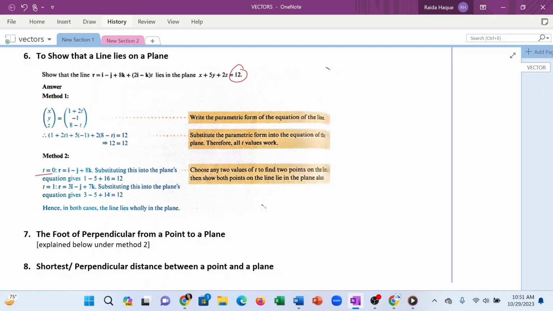So they have taken t equals 0 in this equation, and then they find a value of r, which now will be r equals i minus j plus 8k. They substituted this back into the plane. So you have x equals 1, y equals minus 1, and z equals 8 over here. When they substituted it into the plane's equation, they got 12. Again, if you substitute t equals 1, they will end up with 12 again. Since it's always coming up to 12, this shows that it lies on the plane.